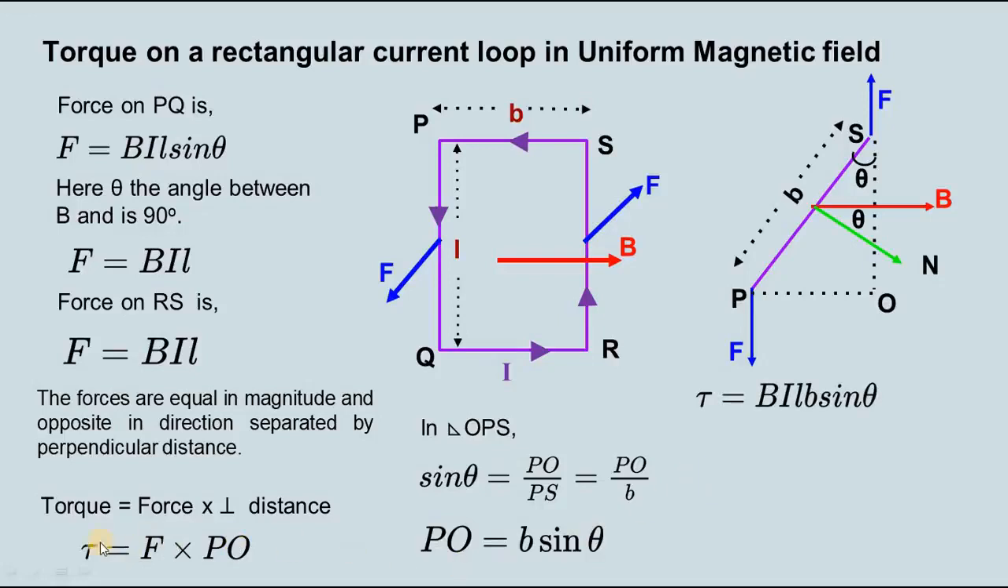Substituting for the expression in torque, we get torque tau is equal to force BIL into PO, which is b sin theta. So torque tau is equal to BIL b sin theta. Here L into b gives the area of the rectangular loop. L is the length and b the breadth. Therefore, torque tau is equal to BIA sin theta.